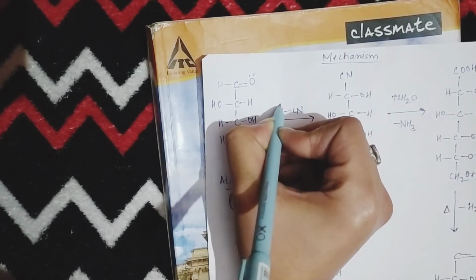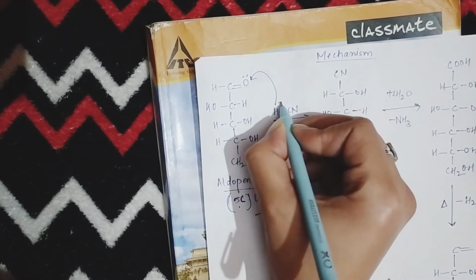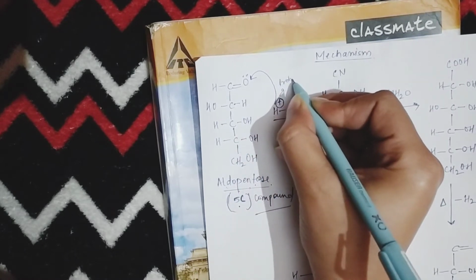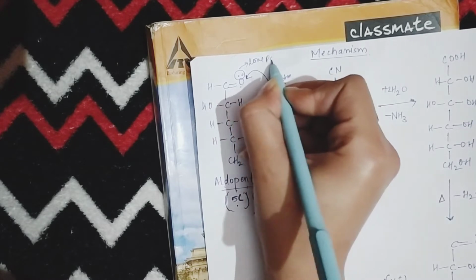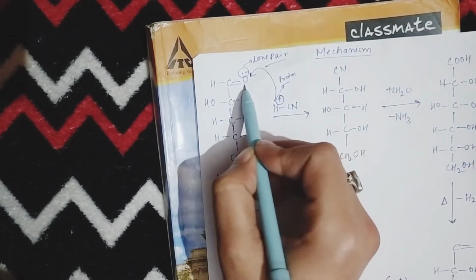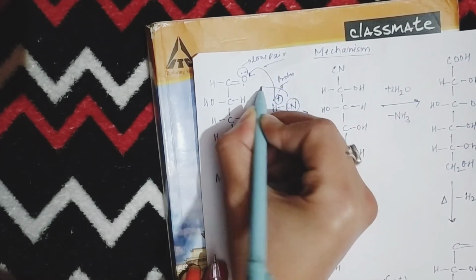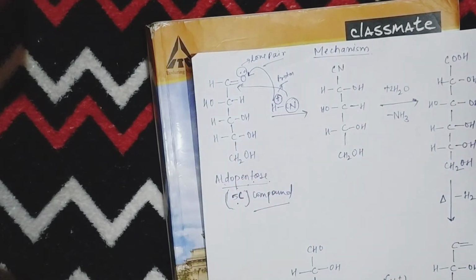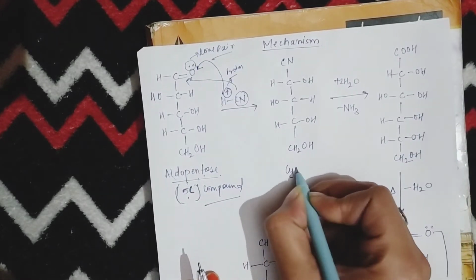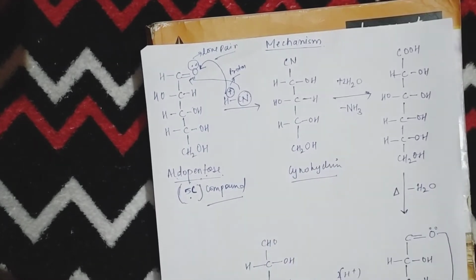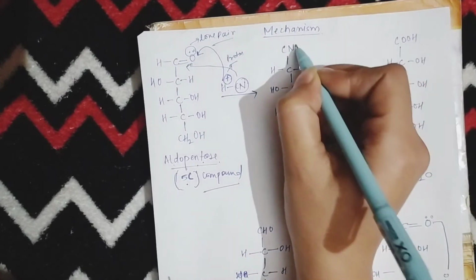In this, hydrogen attacks this oxygen, as hydrogen is positive, or you can say it is a proton, and this oxygen is negative, or you can say it has a lone pair. This hydrogen attacks this, and this cyanide ion attacks this. By this reaction, cyanohydrin is formed, as I told you earlier. Why is it named cyanohydrin? Because a cyanide group is there.